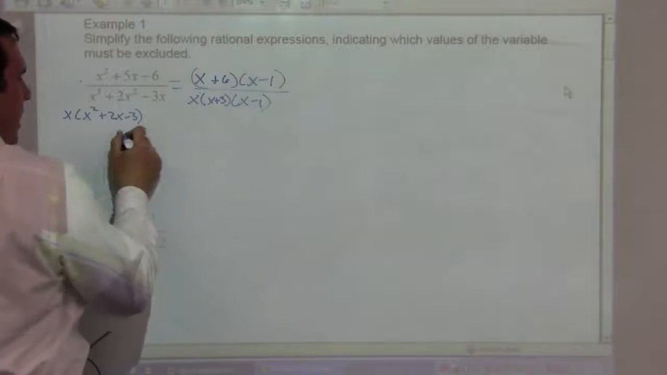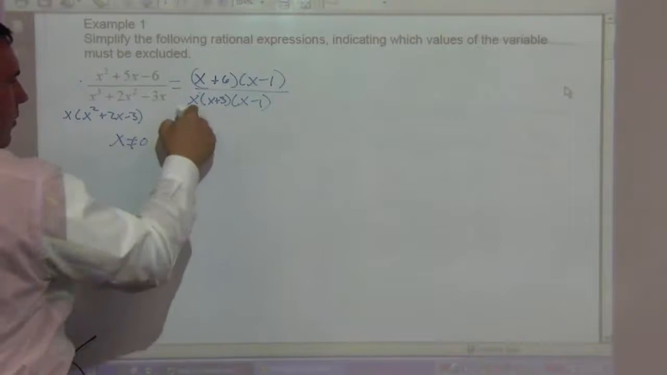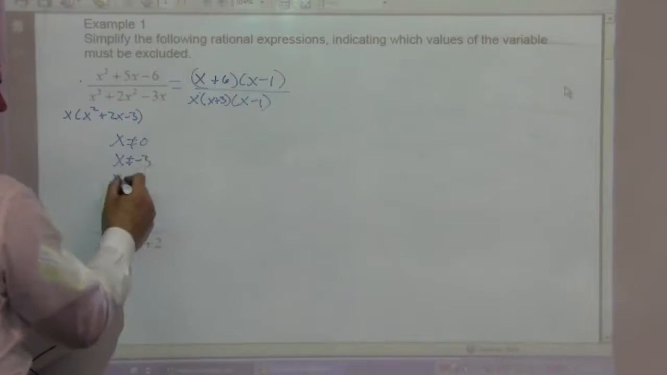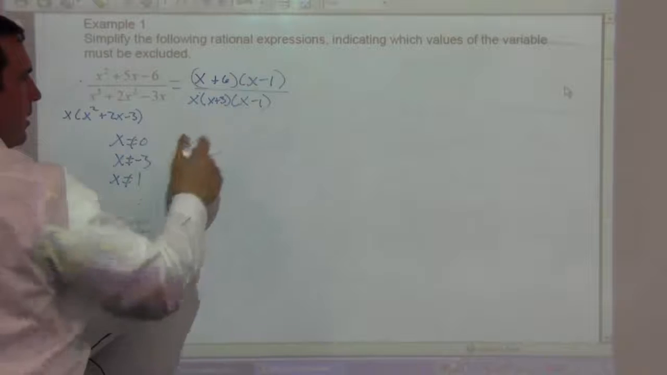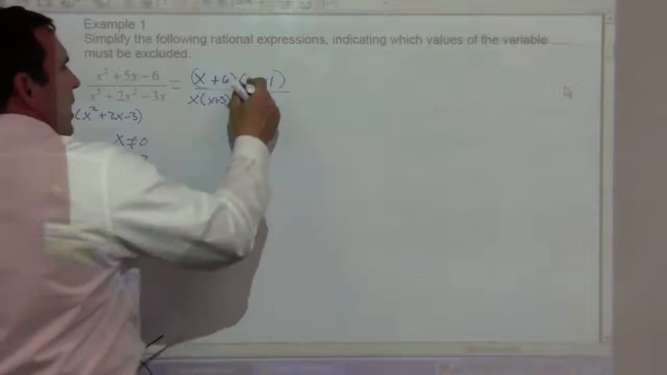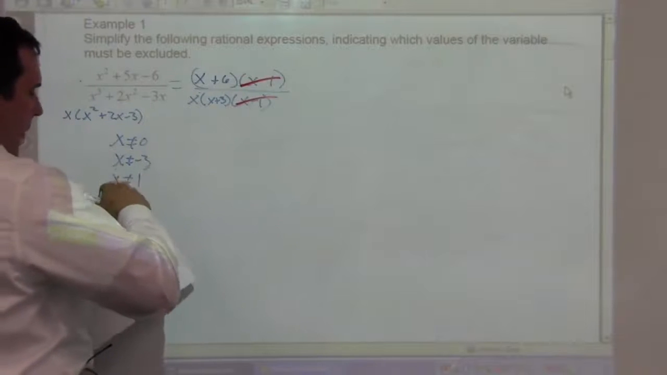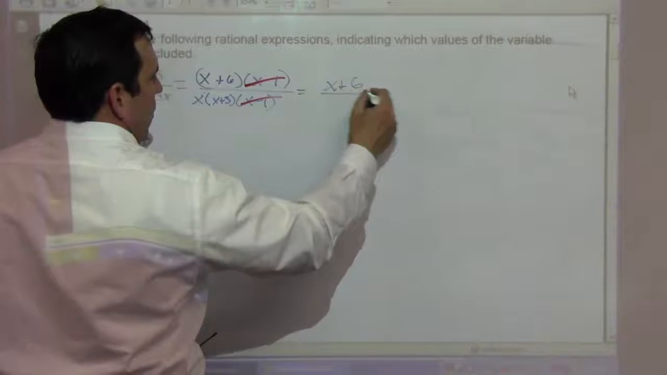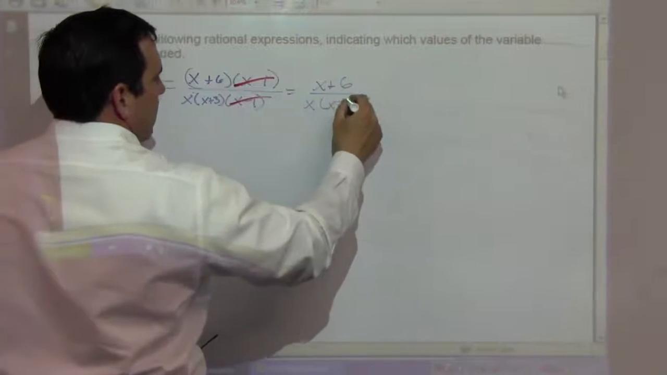So right off we see that x cannot be 0 from that. X cannot be negative 3 because that makes it 0. And x cannot be 1 because that makes it 0. So the x minus 1's divide out, and we're left with x plus 6 over x times x plus 3.